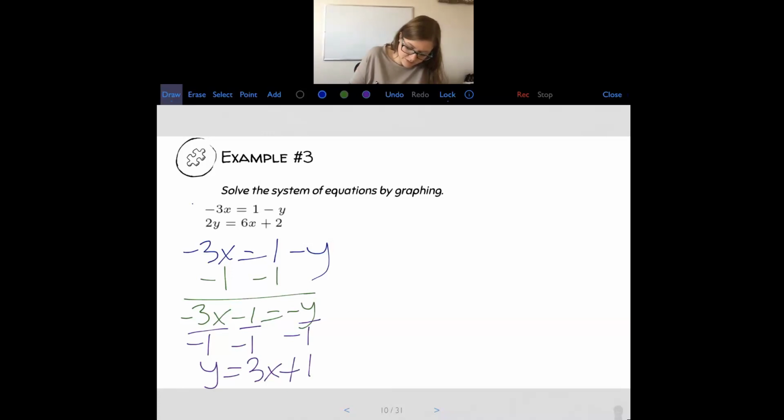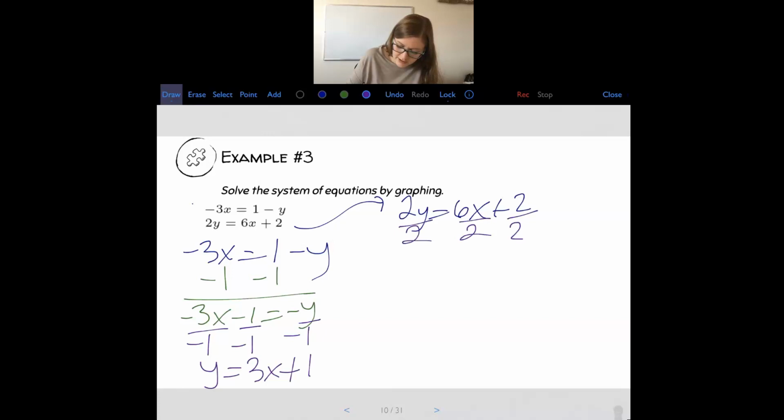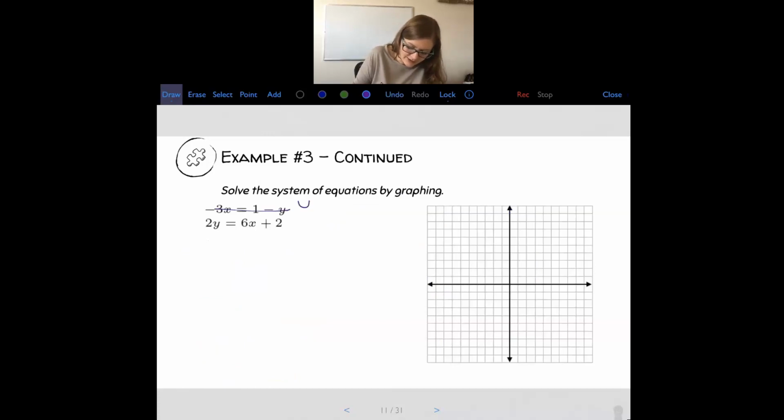Okay, and we'll do the same for the second equation. To get y by itself, we divide every single term by 2, and y is equal to 3x plus 1. As you can see, it's already the same equation. So this is y equals 3x plus 1.